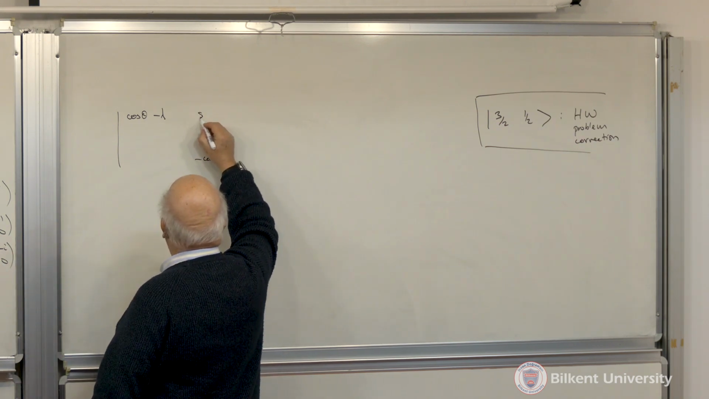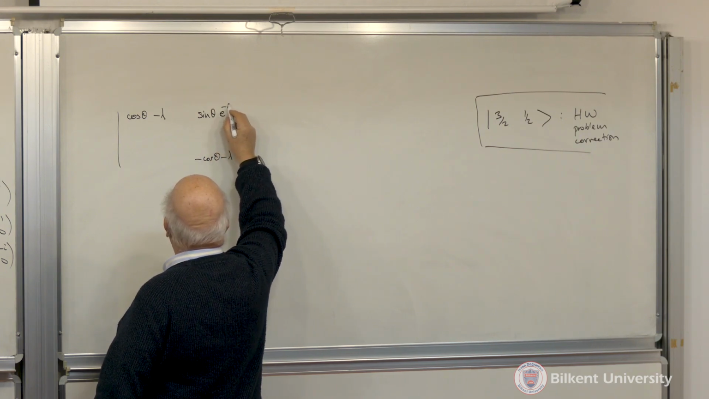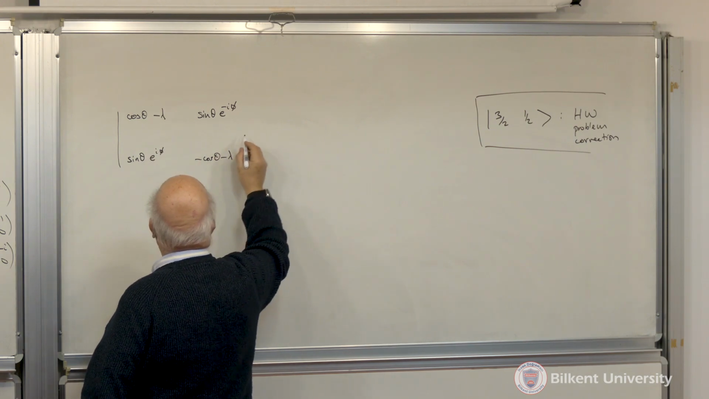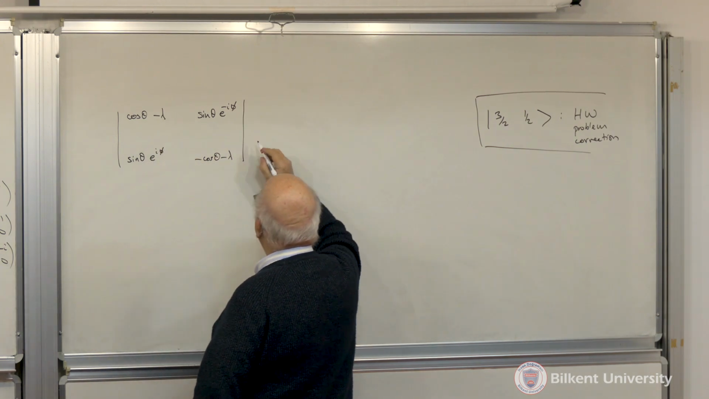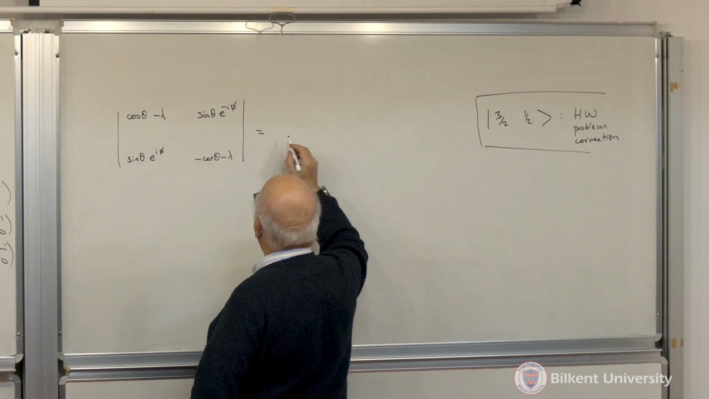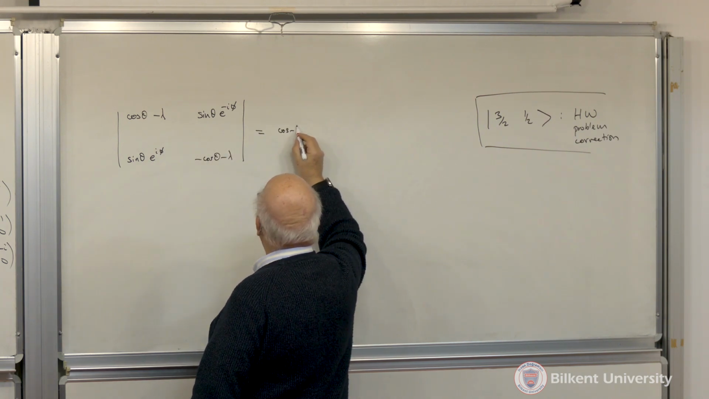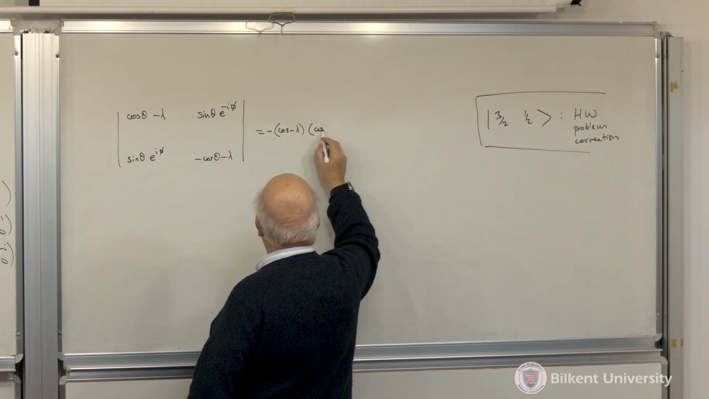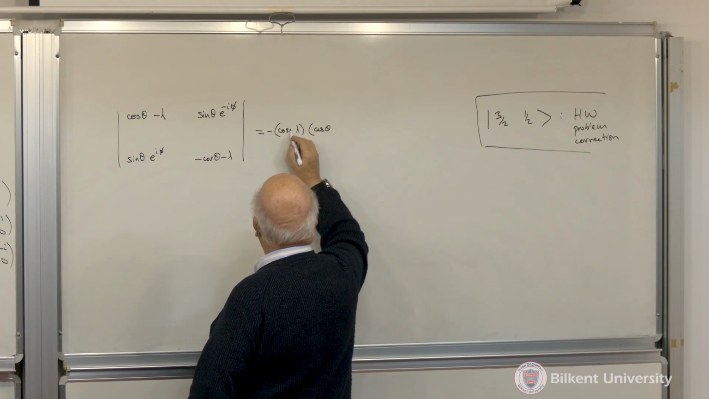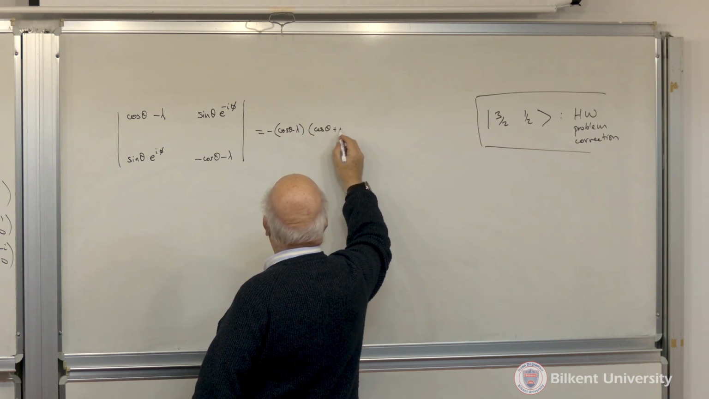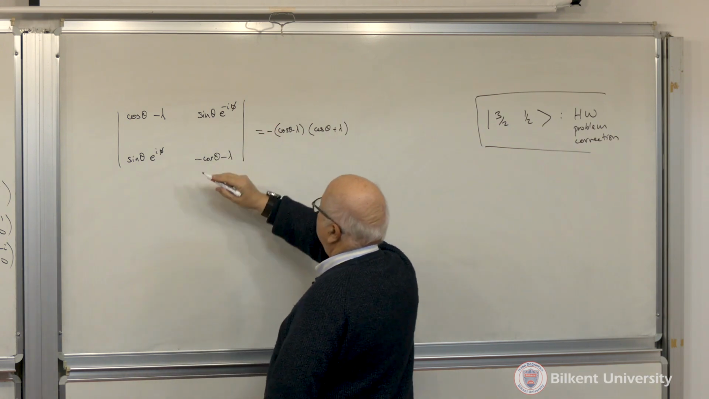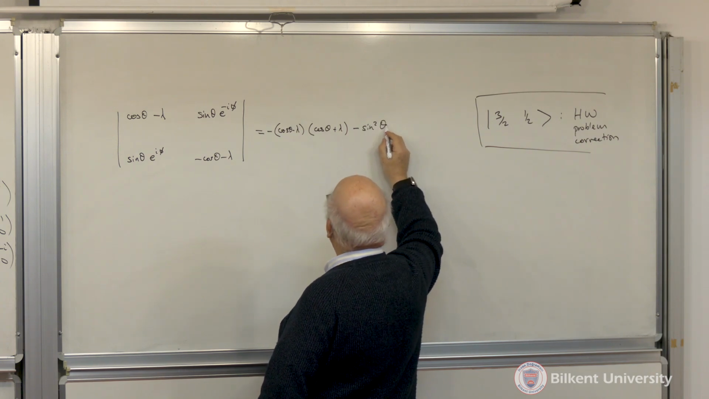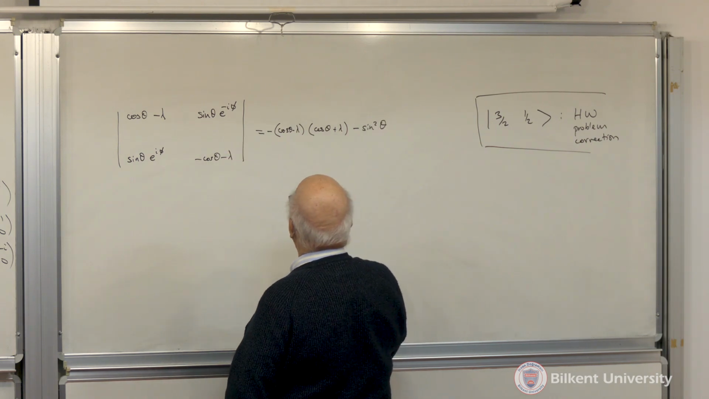Okay, so over here I have sine theta e to the minus i phi and sine theta e to the plus i phi, and I take the determinant. So what do I get? I get (cosine theta minus lambda) multiplied by (minus cosine theta minus lambda), minus sine squared theta. The phi pieces cancel out.